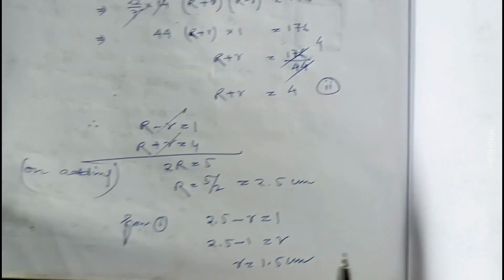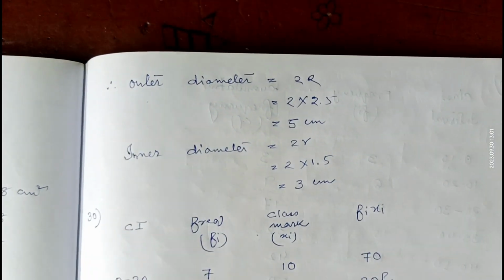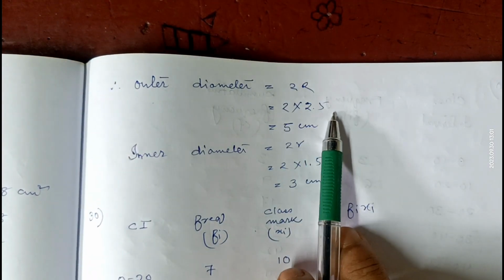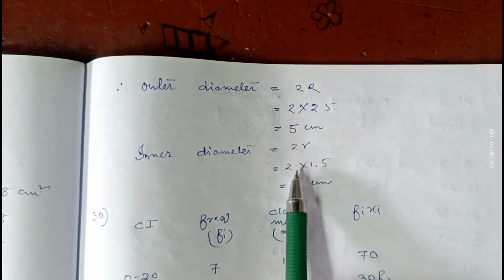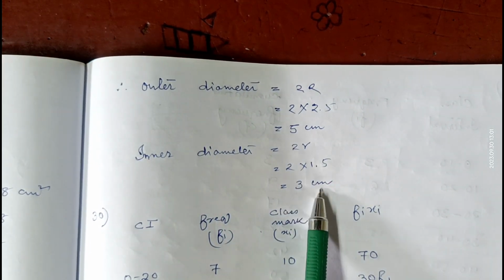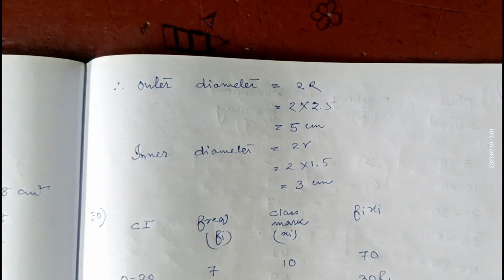Now we have to find the diameters. The outer diameter will be twice R, 2 into 2.5, which gives 5 centimeters. And the inner diameter is 2 into small r, 2 into 1.5, which gives 3 centimeters.